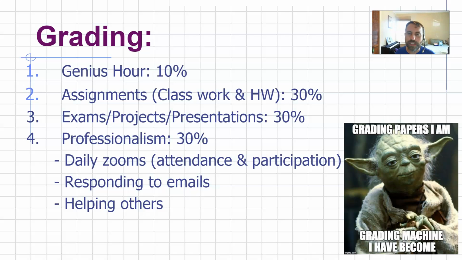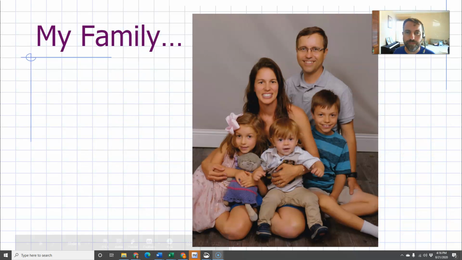In addition to that 10%, assignments, which include classwork and homework, are 30% of the grade. Exams, projects, and presentations are also 30%, and professionalism is 30%. That's just how you conduct yourself in class. Are you attending and participating in the daily Zooms and in the group work? Are you responding to my emails or to emails from your teammates? And are you helping others in the class and on your team? This class is a weighted class, and they get bonus credit for their participation.